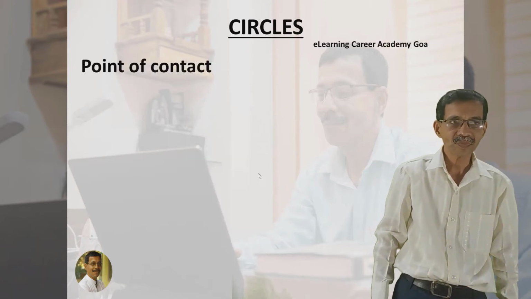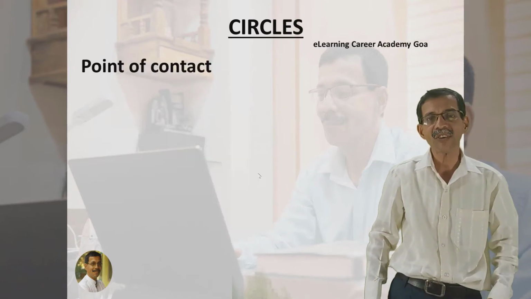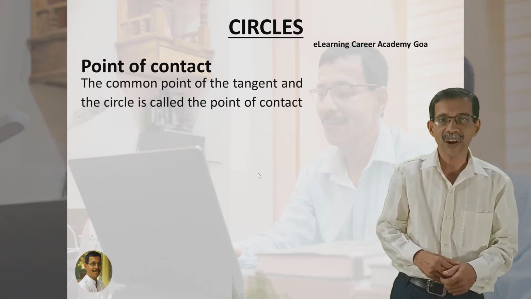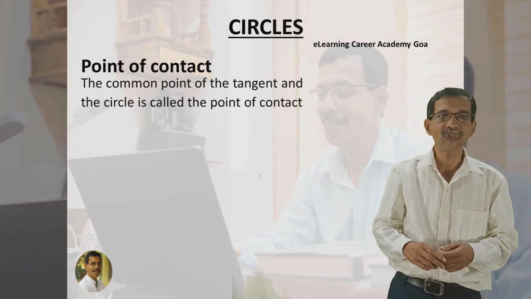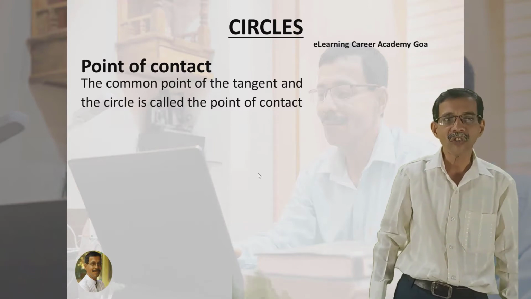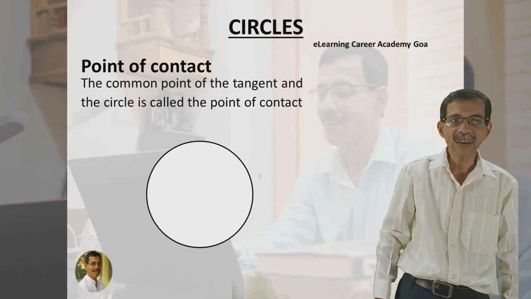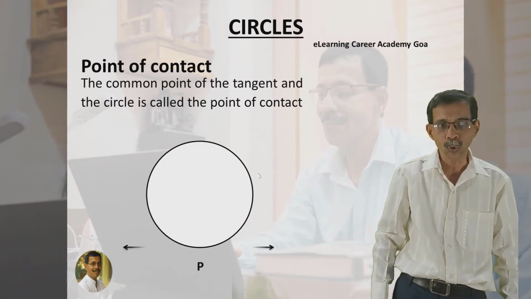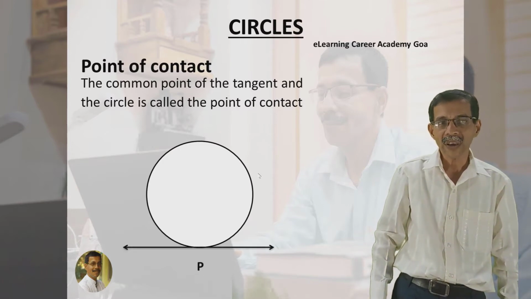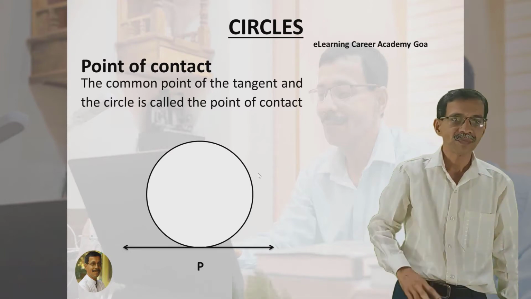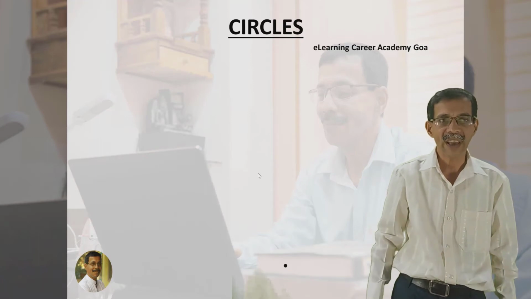Next, we will have to understand one very important term, and that term is called point of contact. What is point of contact? The common point of the tangent and the circle is called a point of contact. For example, here this is a circle and this is a line PQ. Line PQ is touching the circle at only one point, that is P, and so it forms a tangent.